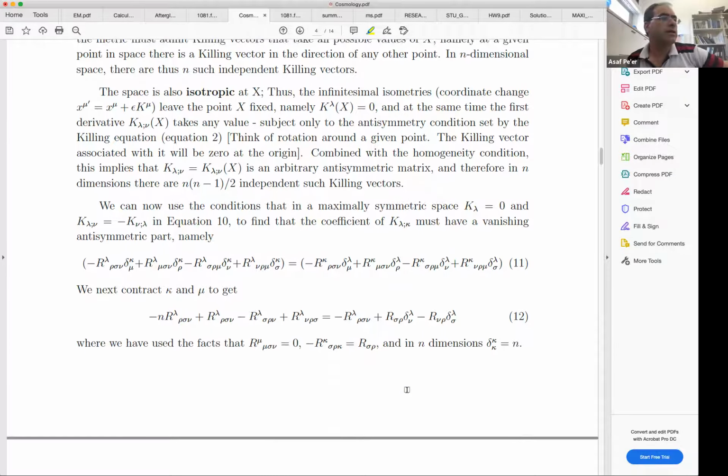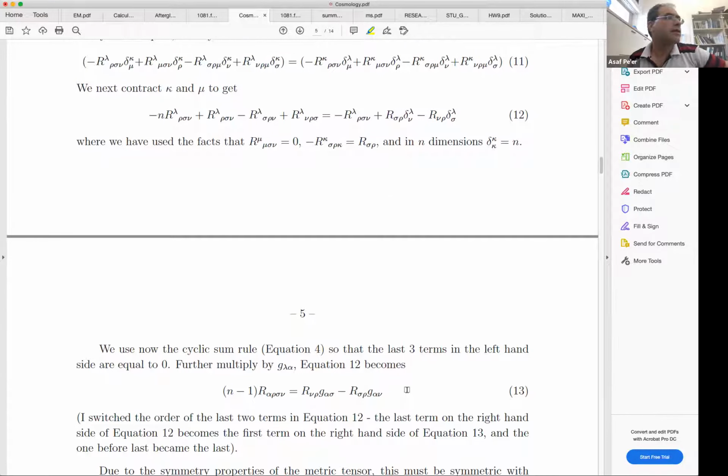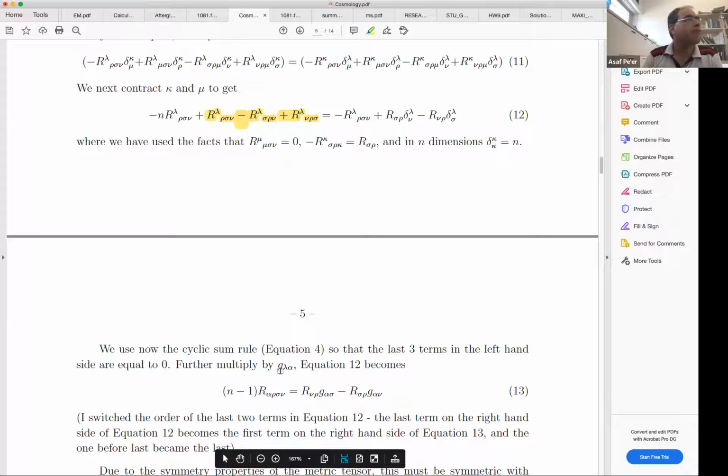Now, okay. Then the next step to do is to use the cyclic sum rule to get rid of all these last three terms, which end up to be 0. And multiply by g lambda alpha with lower indices. So I take this equation. These three guys here are removed, so they're 0. I multiply by g lambda alpha, and then I just switch the order. I mean, this term here I just take to the right-hand side, and these two terms I take to the other side.